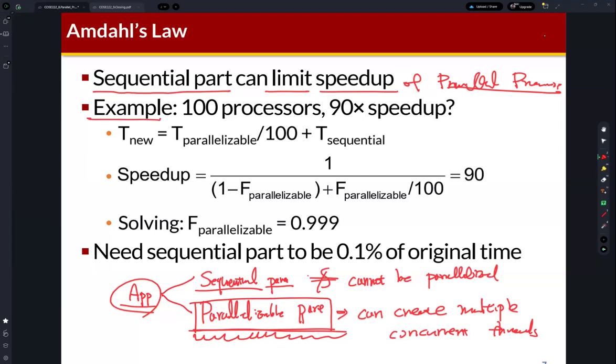Let us assume that our computer system includes 100 processors, and we want to achieve 90 times of speed up. Then what is the fraction of parallelizable part needed to achieve the 90 times of speed up? Our computer system includes 100 processors, so what is the expected speed up? Because there are 100 processors, compared to the single core processor, we can expect this computer system to achieve 100 times of speed up. But in this example, we want to achieve 90 times of speed up.